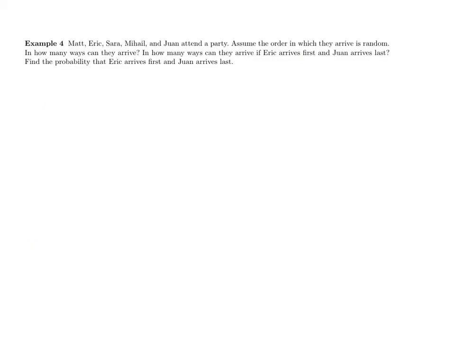Now that we've looked at some basic examples using probability, let's expand on this to a few more complicated and involved examples. So here in example 4, we're told that Matt, Eric, Sarah, Mihail, and Juan are attending a party, and we'll assume the order in which they arrive is random, and that they're arriving at different times. Well, first of all, in how many ways can they arrive? After that, in how many ways can they arrive if Eric arrives first and Juan arrives last? And then what is the probability that this event actually happens?